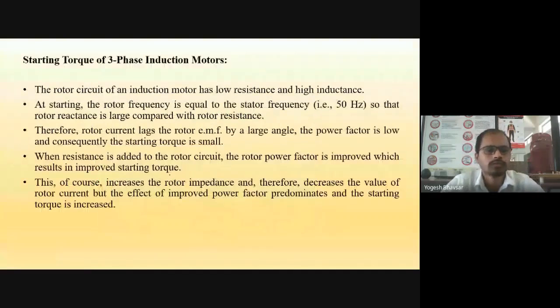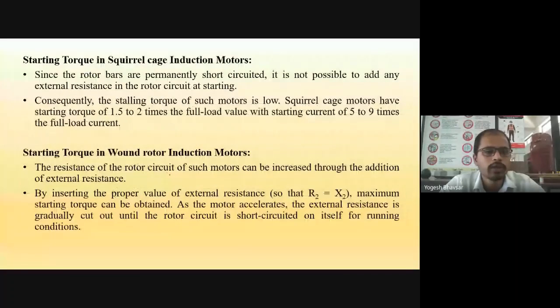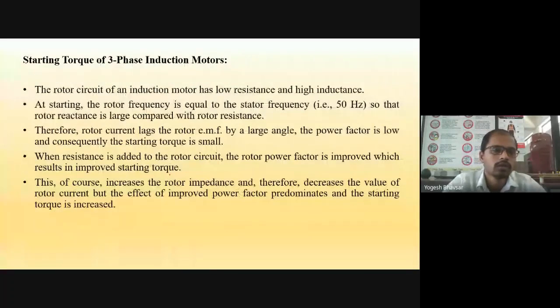Now, what about squirrel cage and wound type induction motor for the starting torque? So let us see what will be the effect, or what will be the starting torque, in squirrel cage and wound type motor. How can we change it?